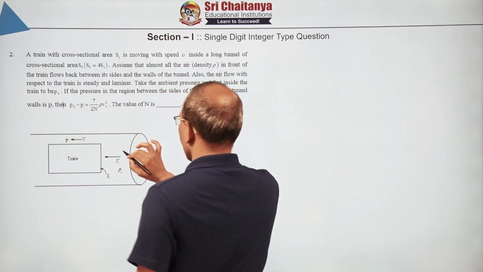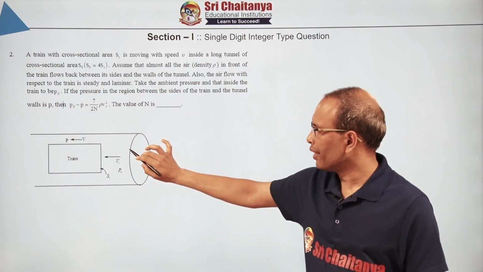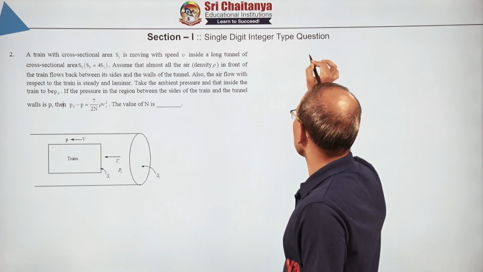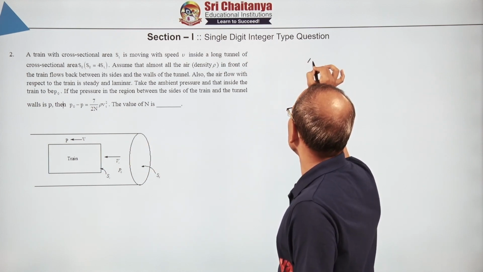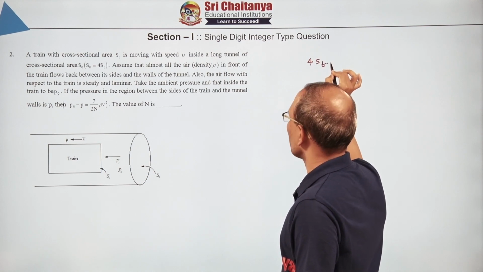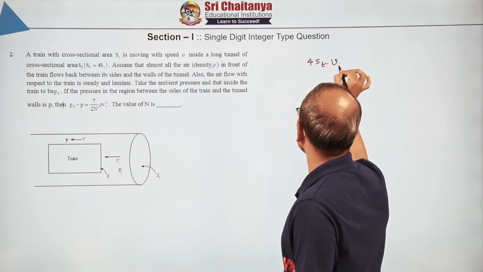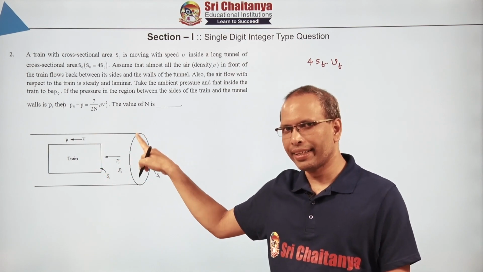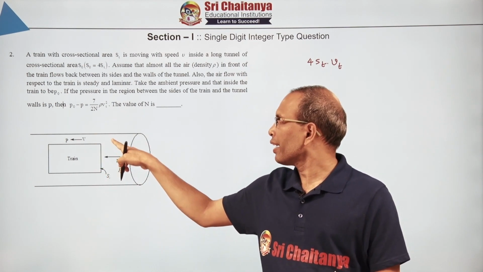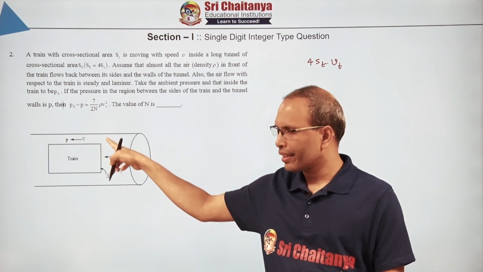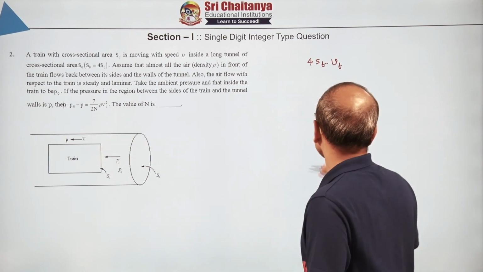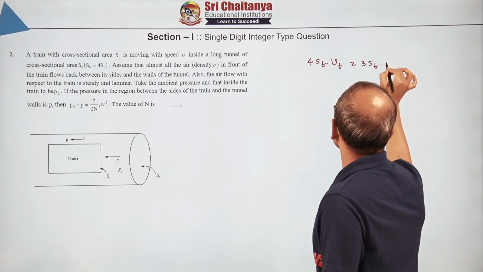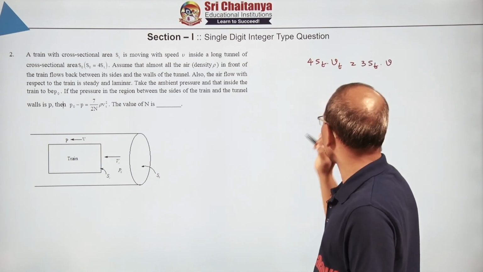So here the area of cross section in this region is S naught, that is 4St, into the velocity Vt. And here the area of cross section occupied by the train is St. The remaining area is 3St. So this will be the area 3St into the velocity, suppose V, there.